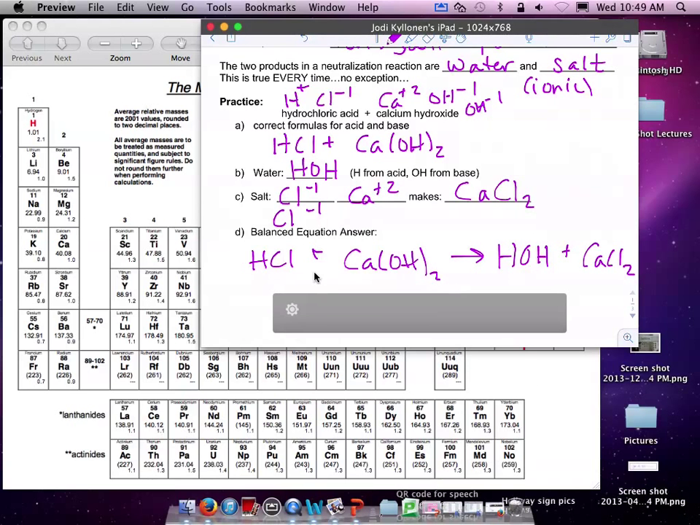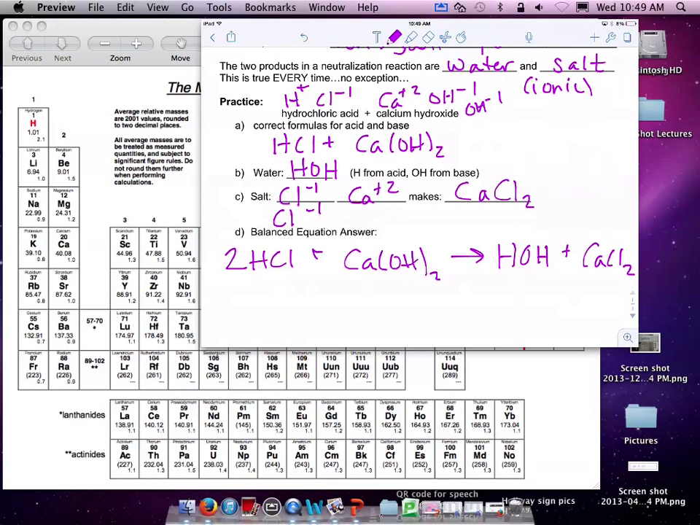Acid with the H, base with the OH, H and OH break off. You're left with HOH for water. Whatever is left over is now your salt. Balance the charges like we did here, but then we have to balance the whole equation. I recommend you always start by looking at your salt. That will help you balance it really fast, because if I look at this, my Cas are fine, but my Cls are not. I need more on this side, so I put a 2 in front.